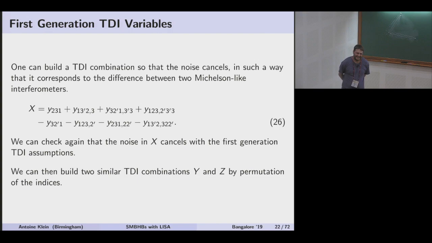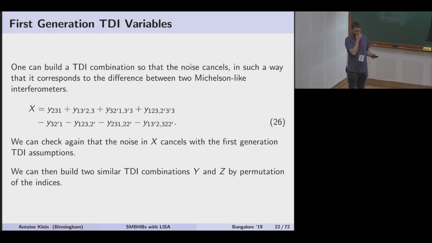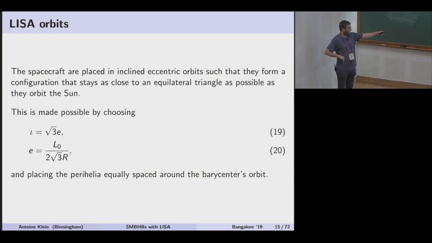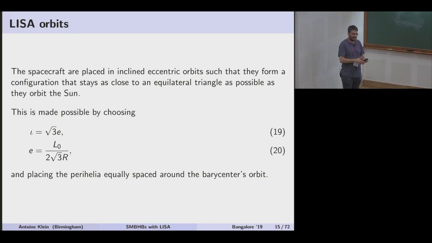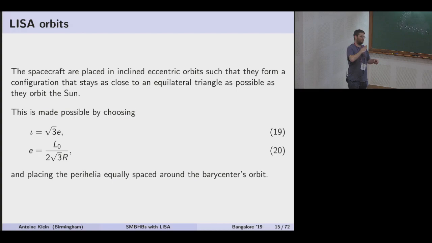What is the reason behind the 60-degree deviation from the geometry? Oh yeah. That comes from the geometry of the orbits. So the orbits are chosen like this. The inclination of the single orbit is proportional to the eccentricity of the orbit. So if you write down carefully your Keplerian orbits for these satellites, you see that the triangle stays more or less at a 60-degree inclination. That's given by this choice of inclination.